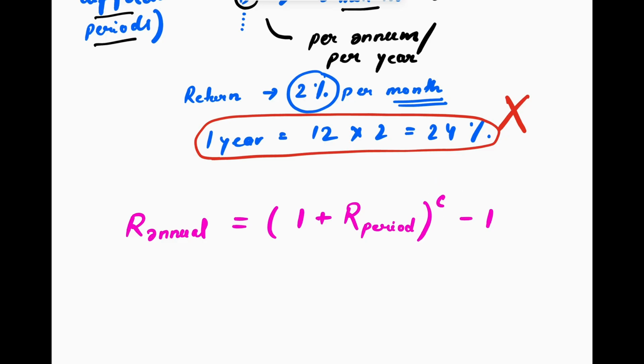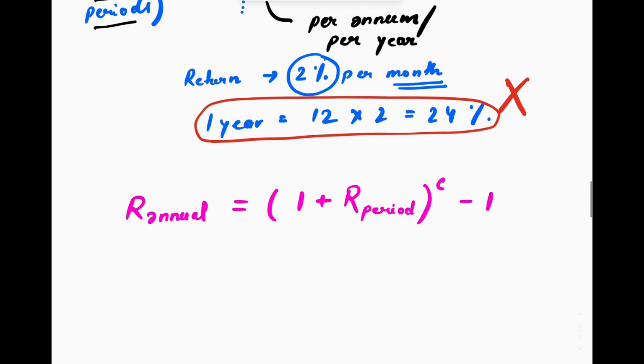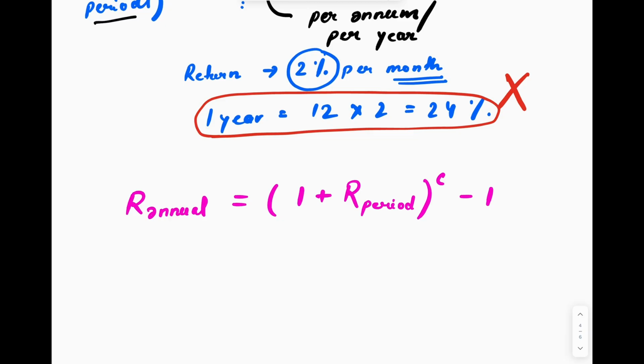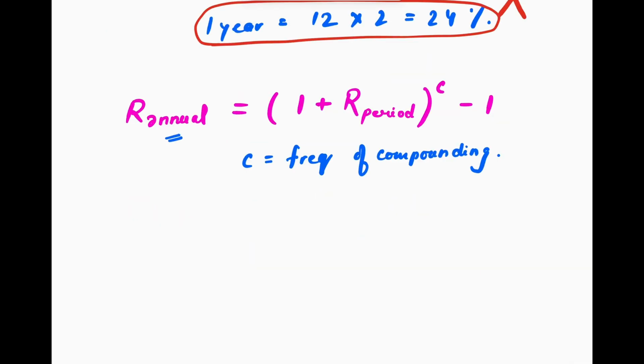Let me tell you in layman's language, C basically means how much compounding is happening in a year. So C means the frequency of compounding. Frequency of compounding in a year. This particular line is also very important. How many times are we compounding in a year?